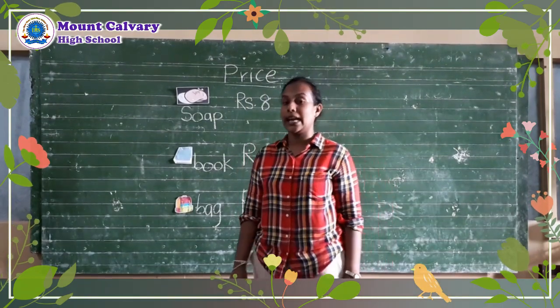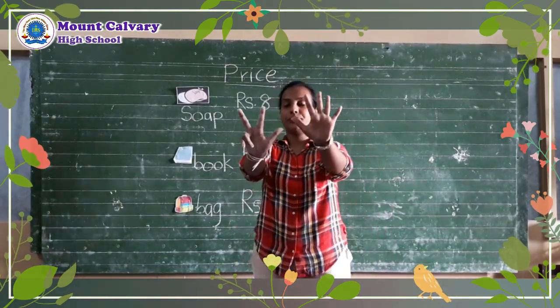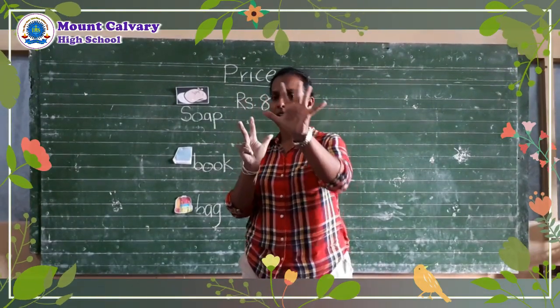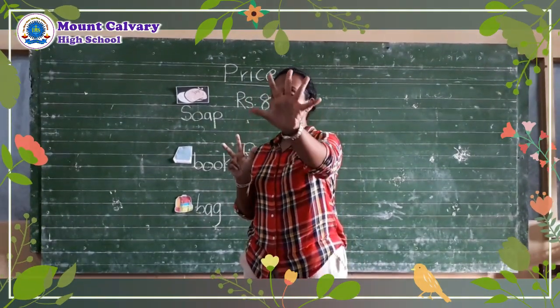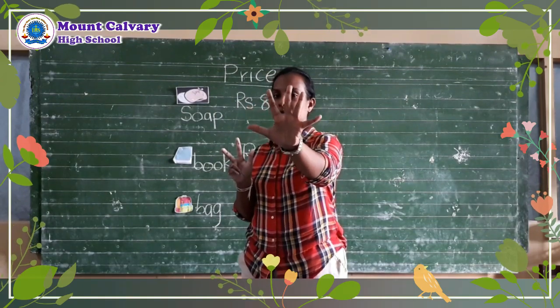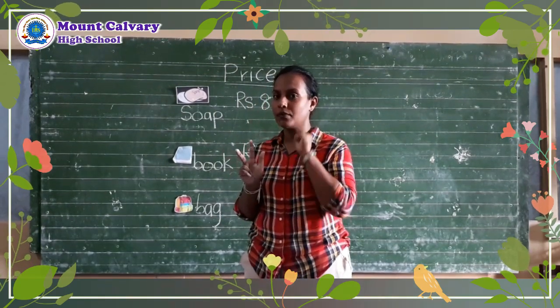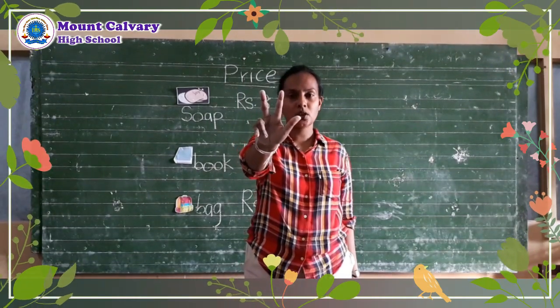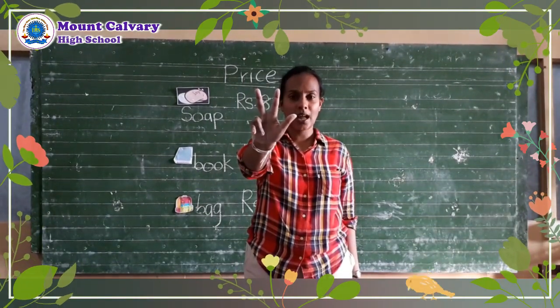Okay, all of you take 8 fingers. Okay. 8, 1, 2, 3, 4, 5, 6, 7, 8. Right, here what is the coin you can get? Yes, it's very easy. It's 5 rupees. 1, 2, 3, 4, 5. Okay, we have 5. Here, 3. Do we have 3 rupees coin? No, we don't have, right?